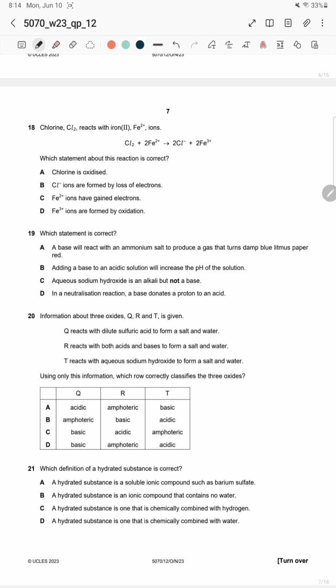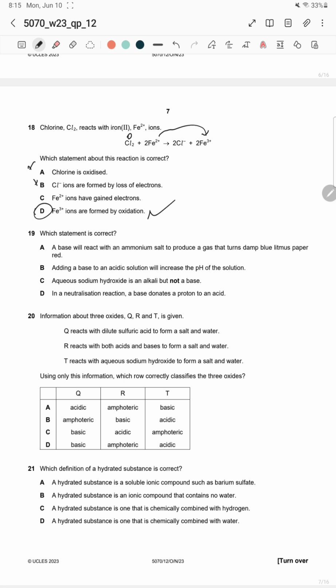Chlorine is oxidized. No, its oxidation number decreases. Chloride ions are formed by loss of electrons. No. Fe+2 ions have gained electrons. No, it has lost electrons because the oxidation number increases. So Fe+3 ions are formed by oxidation. D is the correct option.